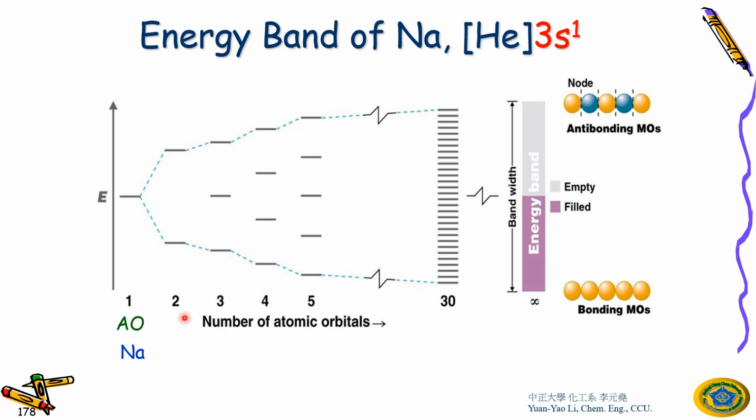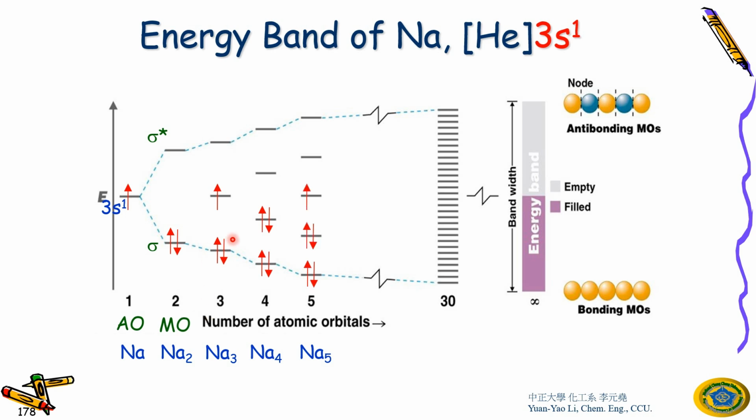This is called atomic orbital. You have 3s1, you have 1 electron. And you have 2 sodium, you have 2 electrons. This is called molecular orbital. And then bonding molecular orbital, anti-bonding molecular orbital, right? And you have 1, 2. How about 3? 3 sodiums, 1, 2, 3, right? How about 4? 1, 2, 3, 4, and 5, and so on.